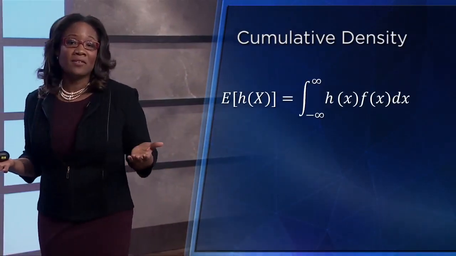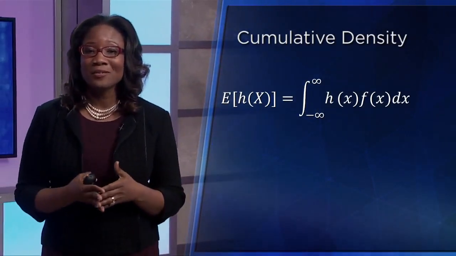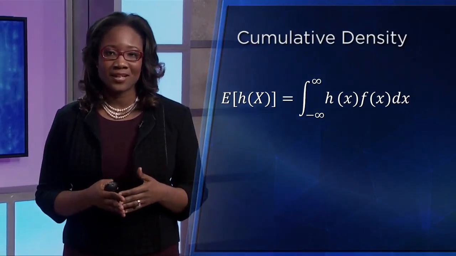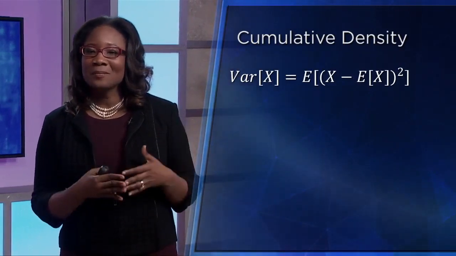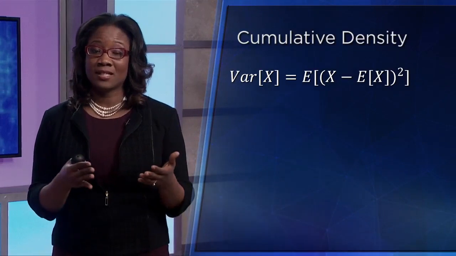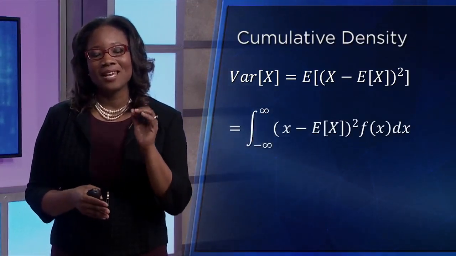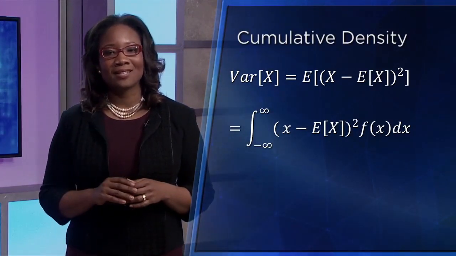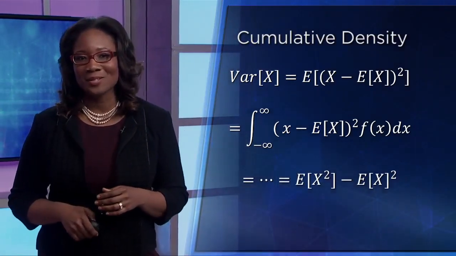The expected value of a function also looks similar. Expected value of h of x equals the integral from minus infinity to infinity of h of x times f of x dx. And for our variance, those sums have become integrals. The variance of x, which is the expected value of x minus its mean squared, can be written as now the integral of x minus its mean squared times f of x dx. But notice that it breaks down to that familiar formula that we're used to.